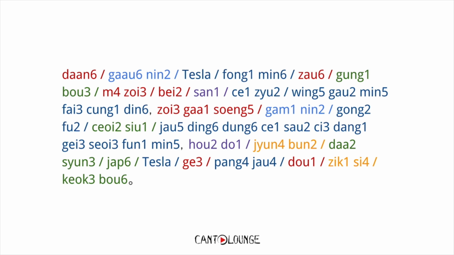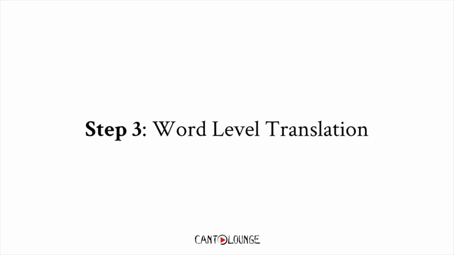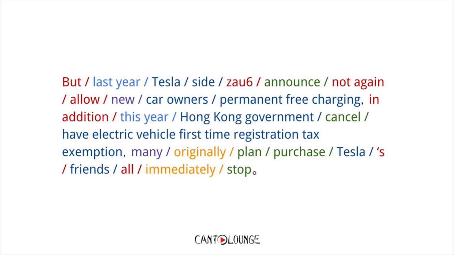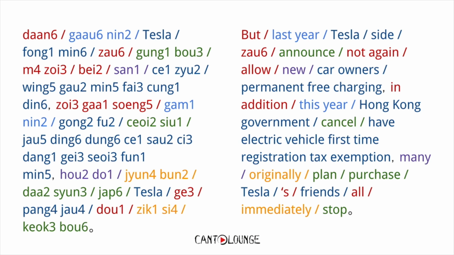Okay, and in Yutping, this is how you do it. All right. Feel free to pause the video, by the way, if you want to just hone in on a specific part of it. Step number 3 would be word level translation. So you just take what you had and you just split them up, translate them word by word. And here's the translation alongside the Yutping.